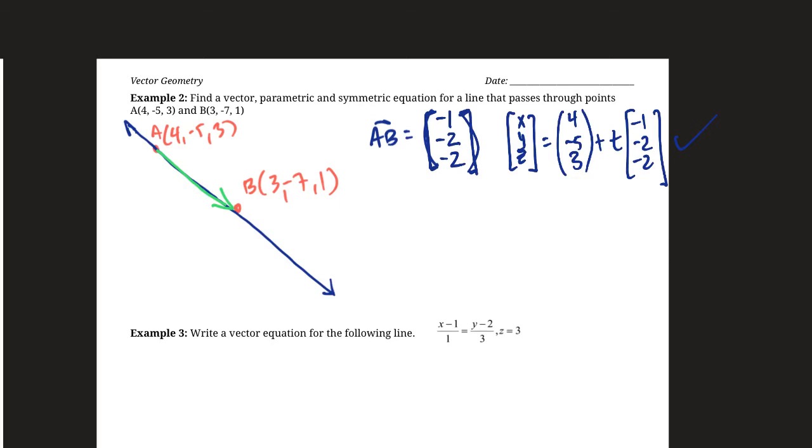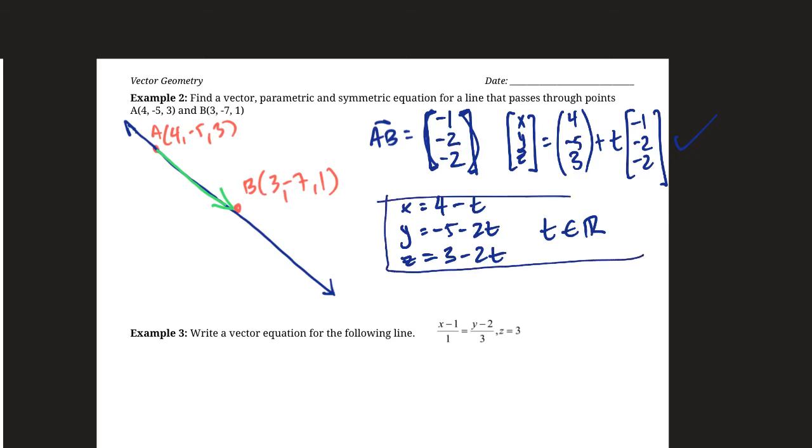Parametric, we just read out the 3 parts separately. So x is going to equal 4 minus t. Y is going to equal negative 5 minus 2t. And z is equal to 3 minus 2t, where t is an element of real numbers, obviously, according to our parameter. And this is the parametric form of the equation.